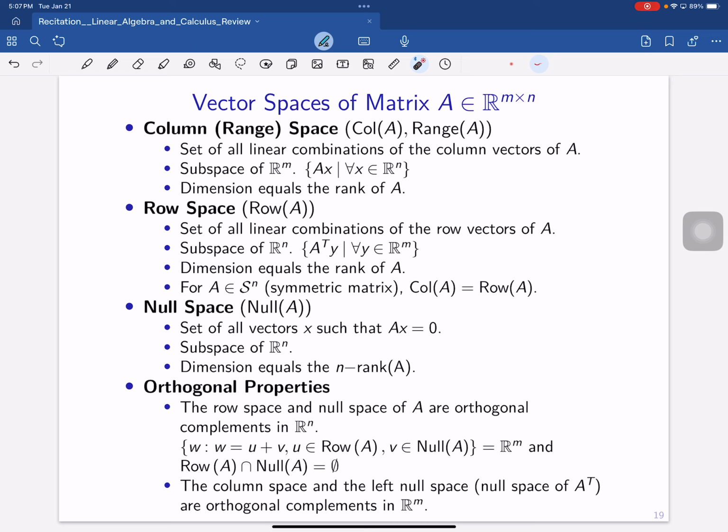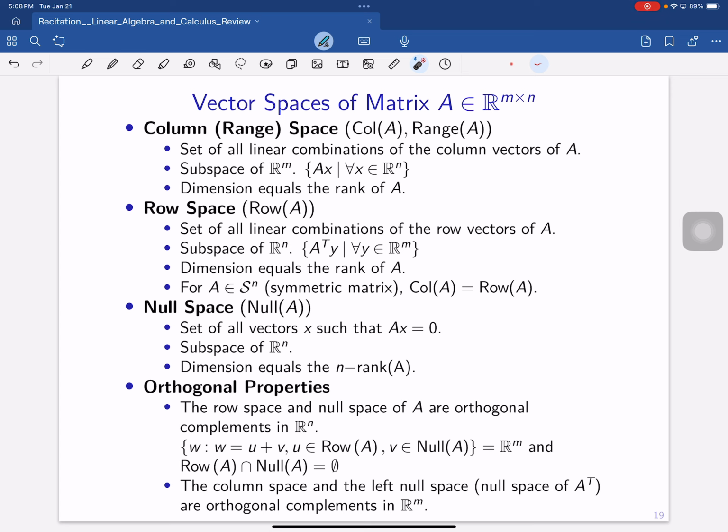And if you are talking about row space, that means the linear combination of the row vectors of A. So that simply is A transpose Y, where Y is all the vectors in Rm. Okay. For symmetric matrices, of course the column space equals the row space because A equals A transpose, right? And then the null space is all the vectors X such that AX equals 0, right? Okay. And the dimension equals n minus the rank of A, right? This is an important property in linear algebra.